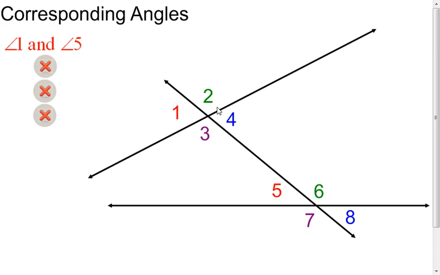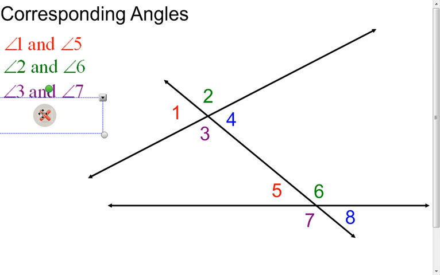Then you go to angle 2, above the line to the right of the transversal. Well, the one that's above the line and to the right of the transversal is angle 6. Therefore, angle 2 and angle 6 are corresponding angles. And as you continue through here, you're going to find out that angle 3 and angle 7 are also corresponding angles, and angle 4 and angle 8 are corresponding angles.